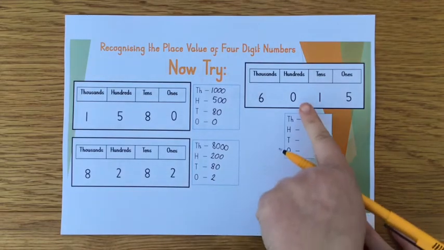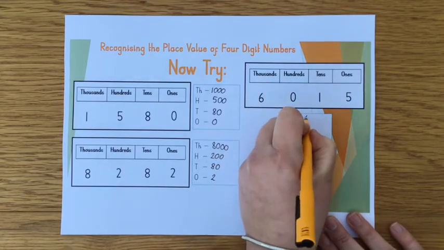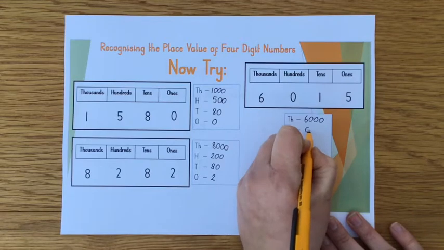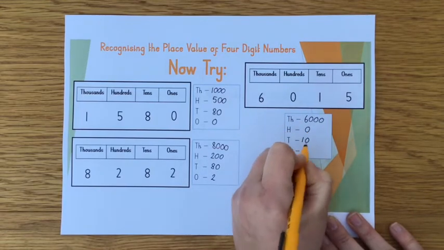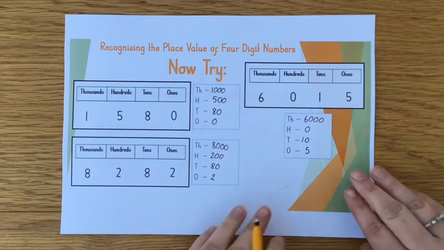And finally this number over here, 6,015. I've got 6 thousands, no hundreds, 1 ten, and 5 ones. Hopefully you got on with that okay.